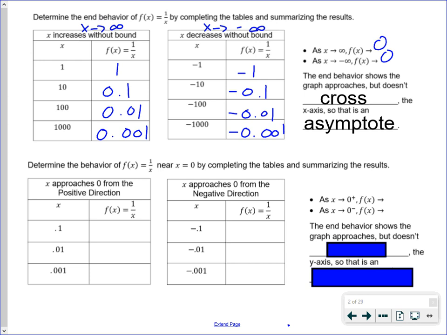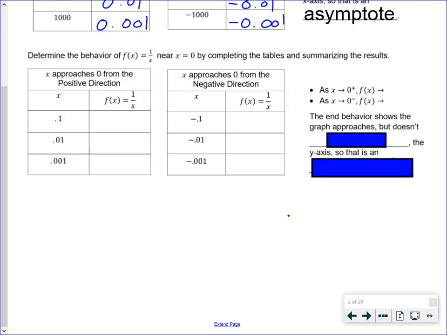All right. For the next part, we're going to see what happens as x approaches 0 from the positive direction, or from the right side, and also as x approaches 0 from the negative direction, or from the left side. So when we say x goes to 0 from the right side, we write it as x goes to 0 with a plus right above it. And same thing here, as x goes to 0 from the left side. So when x is 0.1, we get 10. When it's 0.01, it's 100. And when it's 0.001, it's going to be 1000.